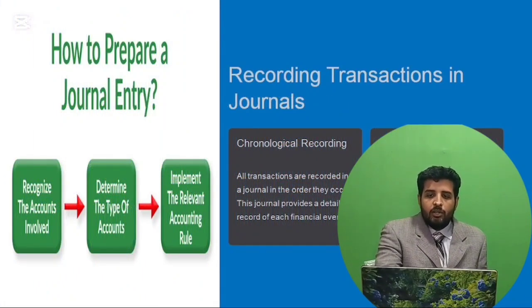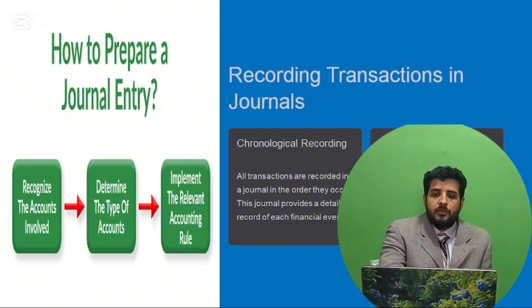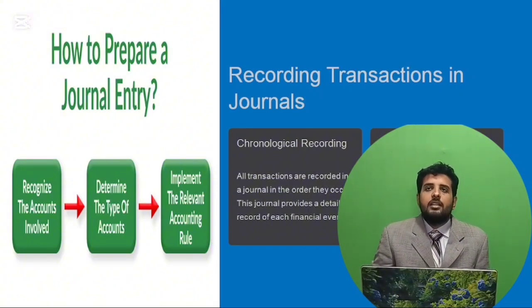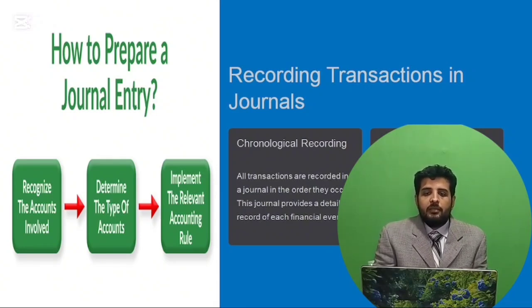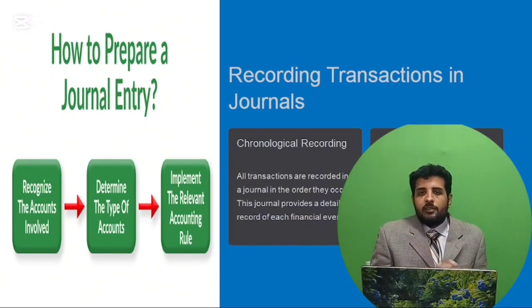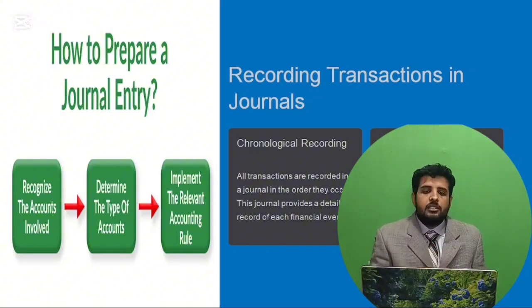Now moving on to the next slide, which is about recording transactions in journals or general journals. It is the first step in the accounting cycle, and it involves the recording of transactions in a journal, also known as the books of original entry. Journals organize financial data in the chronological order in which the transactions have taken place.